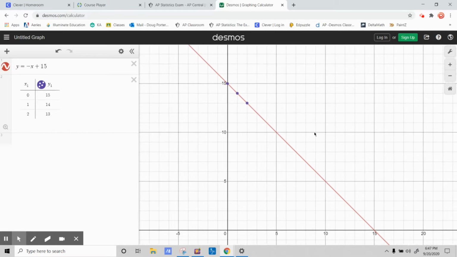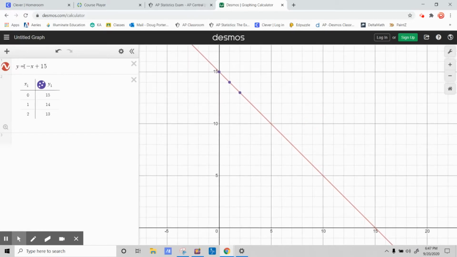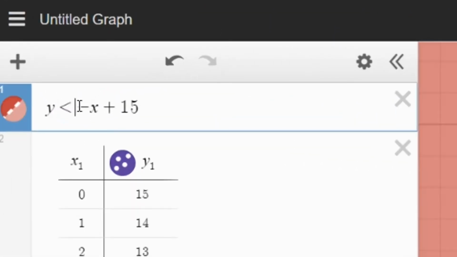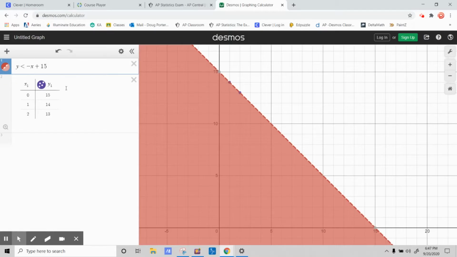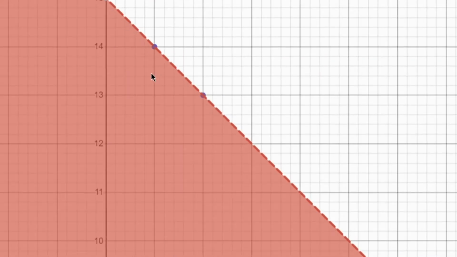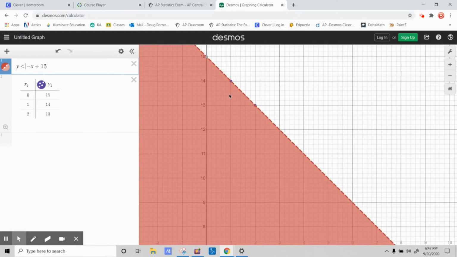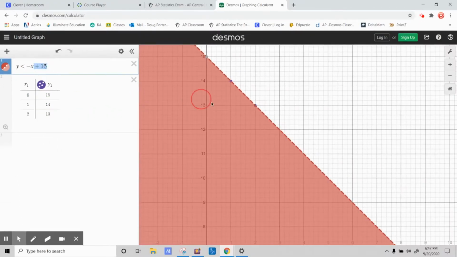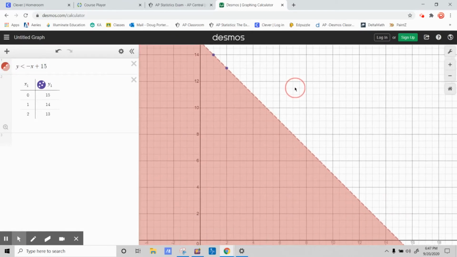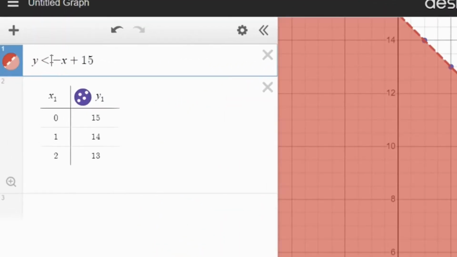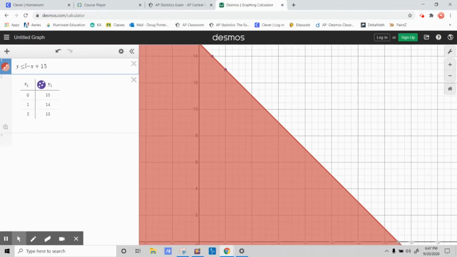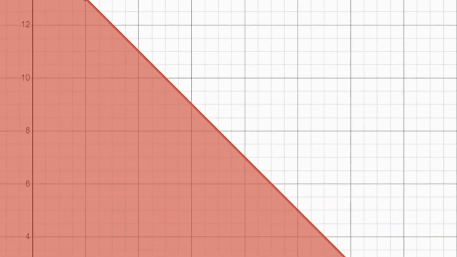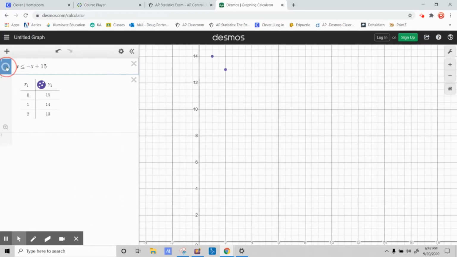Now, this isn't the inequality we were dealing with, but I do want to show you that the minute I change this to a less than, it changes to a dashed line. And notice how all the points are being shaded below it. Again, because if I substitute in 0 for x and 0 for y, 0 is less than 15, so I'm going to be shading below it again. Now, this is still incorrect because the problem said less than or equal to. Notice now with less than or equal to, it changed to a solid line.